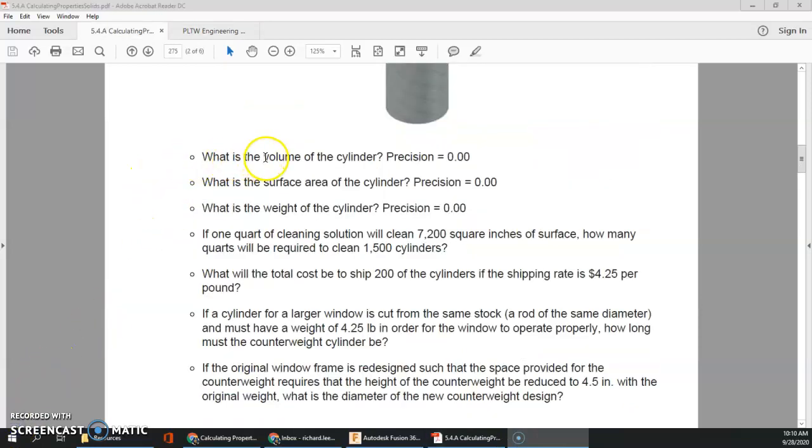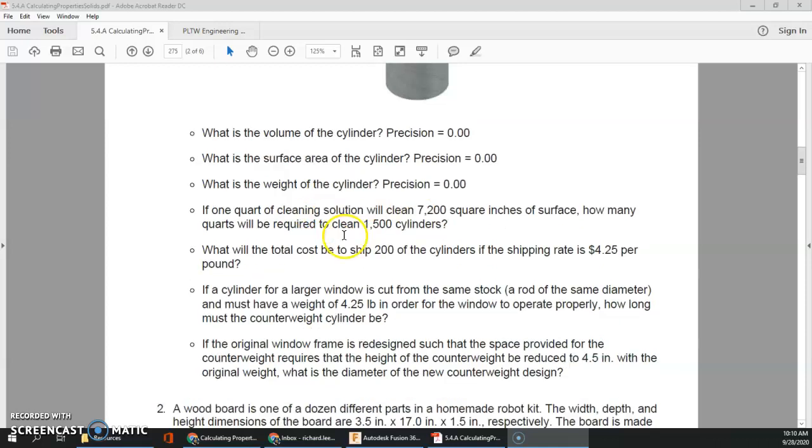So these are straightforward questions. What is the volume and surface area? We can use the dimensions with the formula to solve those. And then we'll use the given weight density of iron times the volume to find the weight of the cylinder.